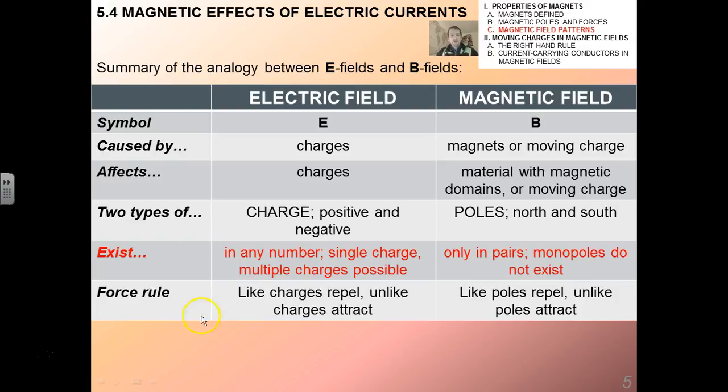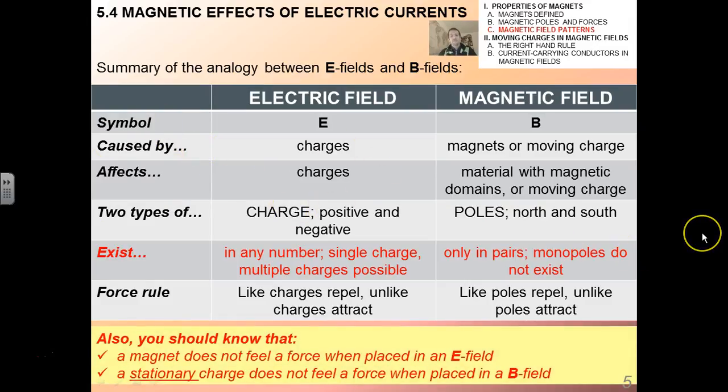So here we have the force rule, similar: two types of charge, affects charges, caused by. Very, very important. You should also know two things. A magnet does not feel a force when it's placed in an electric field, and a stationary charge does not feel a force when placed in a magnetic field. We'll talk a little bit more about quantifying that later. The charge has to be moving in order to feel a magnetic force when it's in a magnetic field.